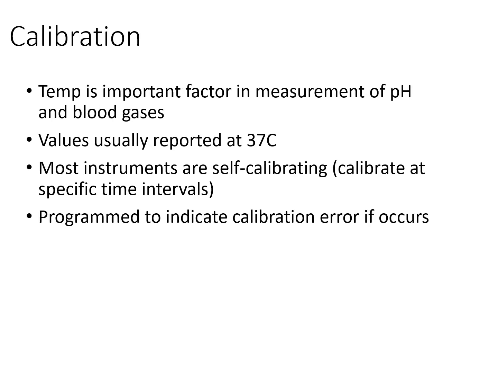Calibration for these instruments, and the importance of temperature in measurement. So temperature is a critical factor in accurate measurement of pH in blood gases. Blood gas values are typically reported at 37 degrees Celsius, which is body temperature. Variations in temperature can significantly affect those readings.